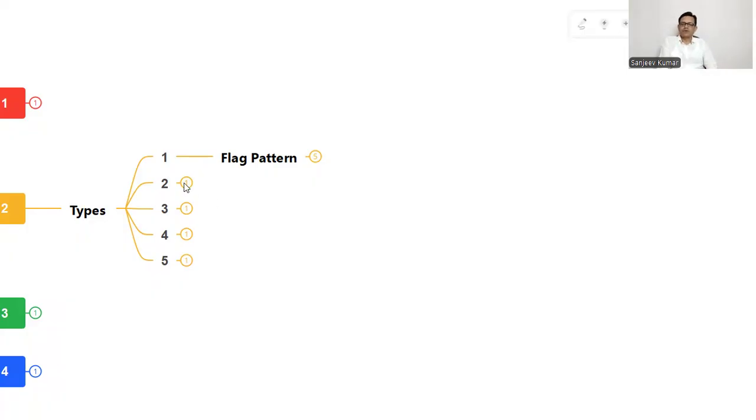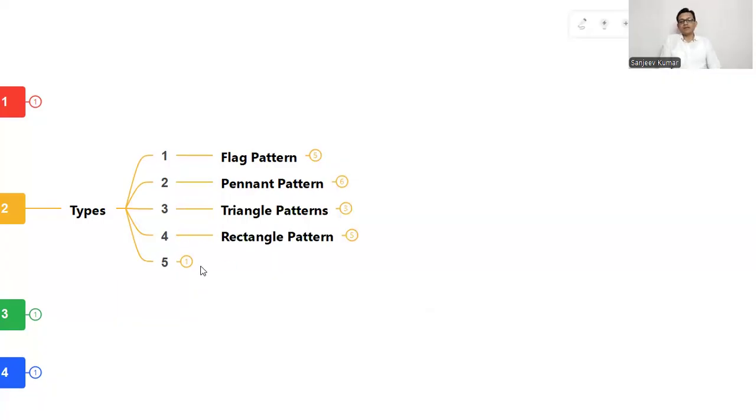There are five types of continuation patterns. First is the flag pattern. Second is the pennant pattern. Third is triangle patterns. Fourth is rectangle patterns. And fifth is the cup and handle pattern.